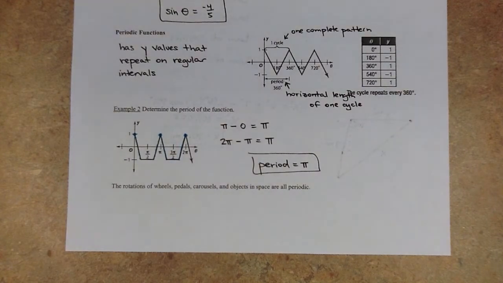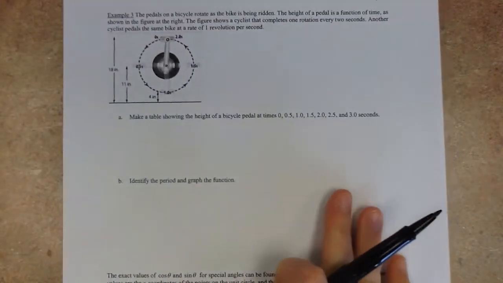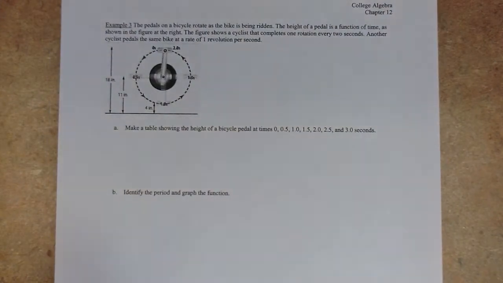Okay, so just a little fun fact here, because now we're going to start talking about wheels in the next question. The rotations of wheels, pedals, carousels, any object really that rotates around in any sort of circular formation, we consider those to be periodic functions because the things repeat over and over again. So the next question we're going to be looking at has to do with a wheel, a bicycle wheel that's rotating around. So go ahead and flip to that next question.